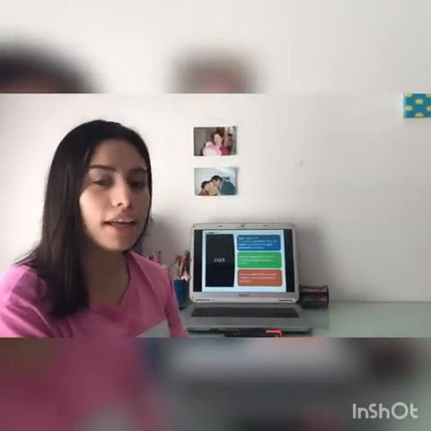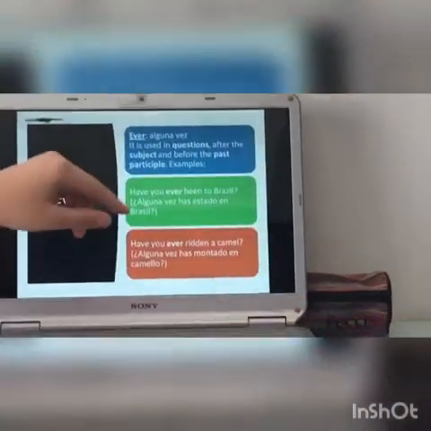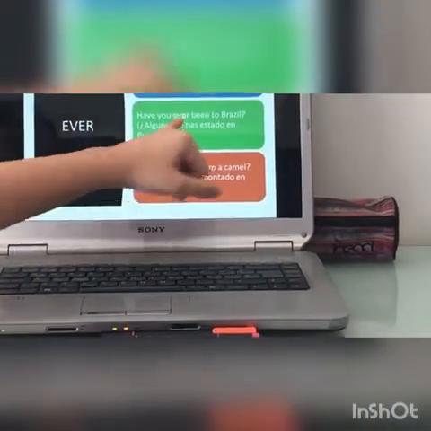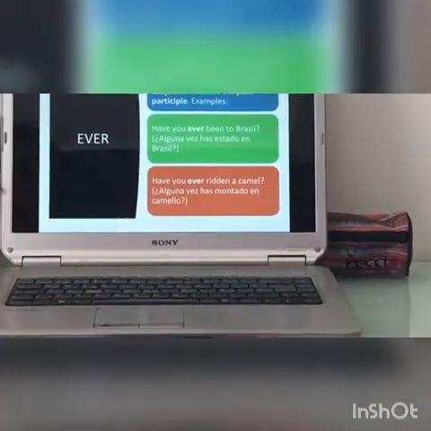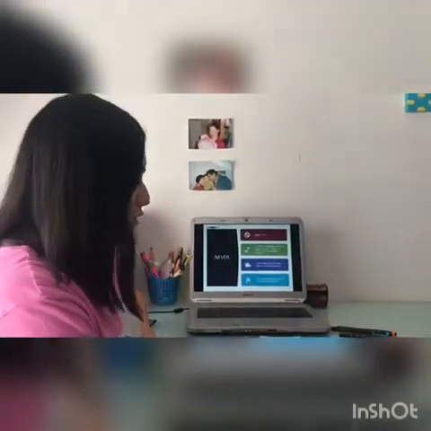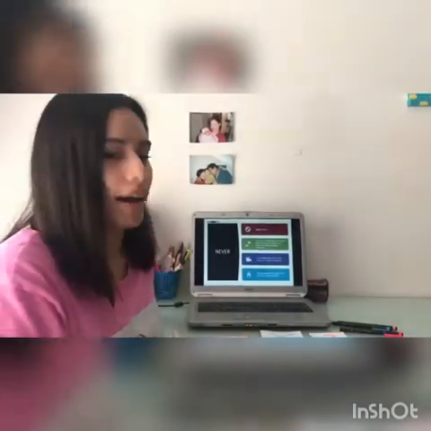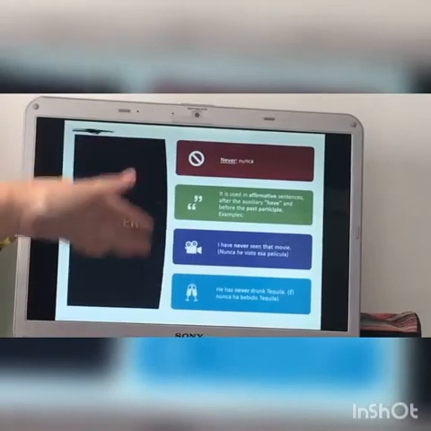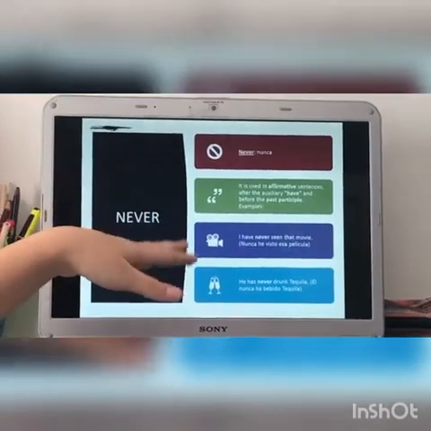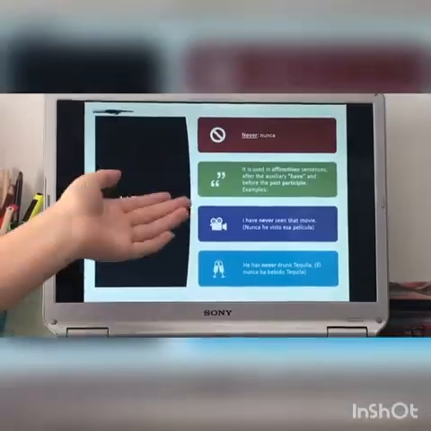Ever, alguna vez in Spanish, is used in questions, after the subject and before the past participle. For example, have you ever been to Brazil? ¿Alguna vez has estado en Brasil? Or have you ever ridden a camel? ¿Alguna vez has montado un camello? Never, in Spanish is nunca. It is used in affirmative sentences after the auxiliary have or has and before the past participle. For example, I have never seen that movie. Nunca he visto esa película. Or he has never drunk tequila. Él nunca ha bebido tequila.